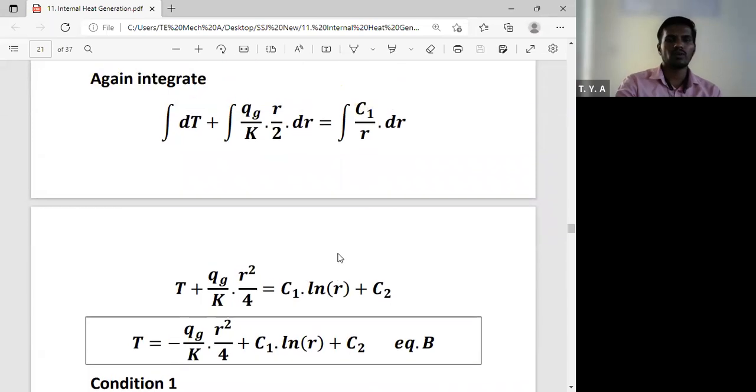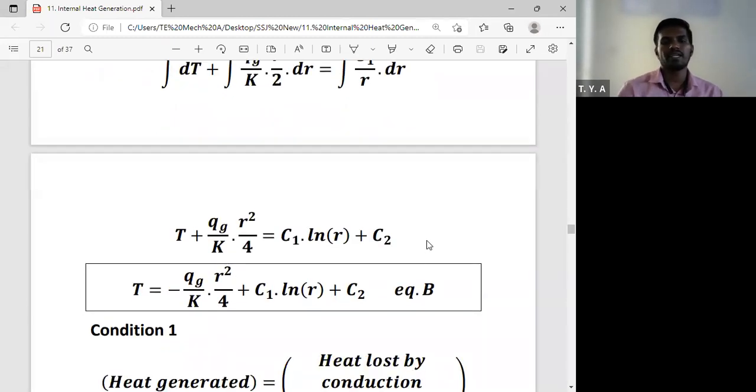Okay, so write down: integration of dt is nothing but t, then integration of r is nothing but r²/2, so the term becomes qg by k r²/4 is equal to c1 ln r plus c2. So from that we get the equation for t as minus qg by k r²/4 plus c1 ln r plus c2. This is the equation B.